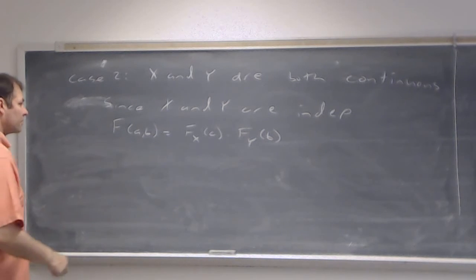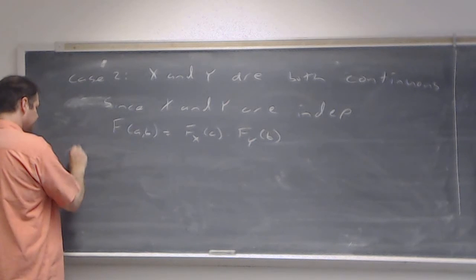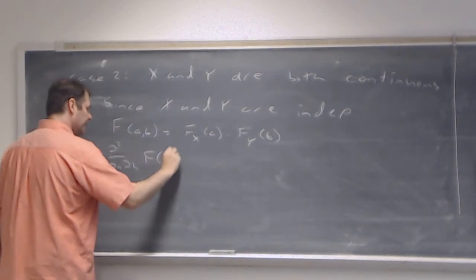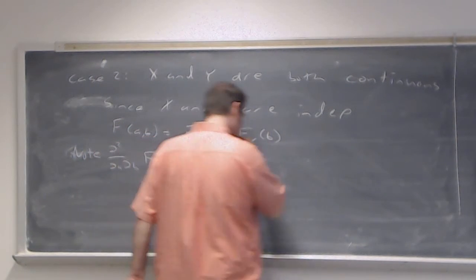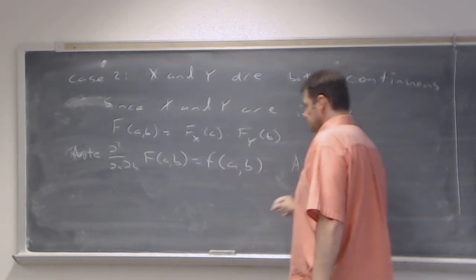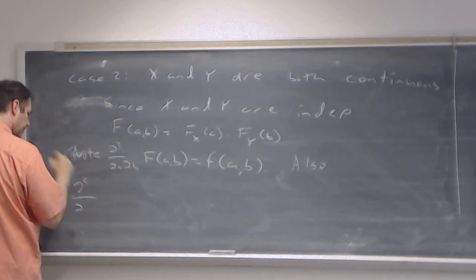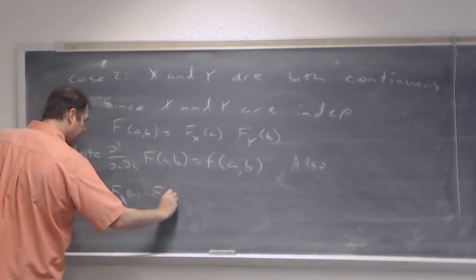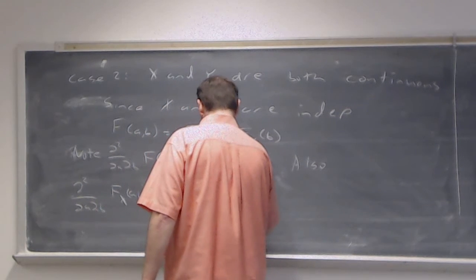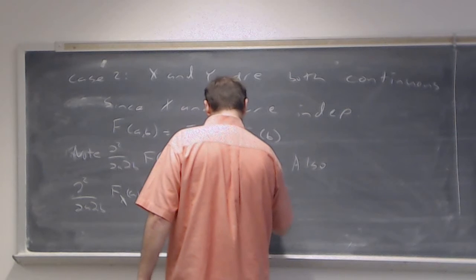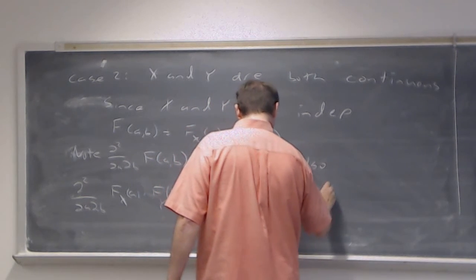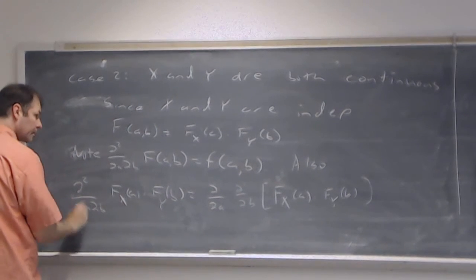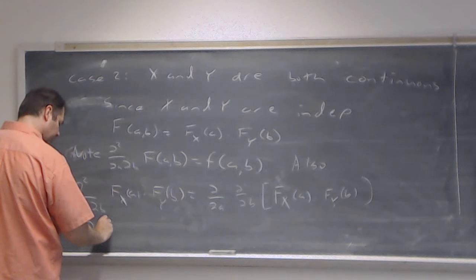Now, we use that fact about the partial derivatives. So, note, the partial derivative with respect to A and B of F of A, B is equal to little f of A, B. Also, the second partial, the partial with respect to A and B, of F x of A times F y of B. Now, taking the partial with respect to B first, this doesn't have a B in it, so that's equal to the partial with respect to A. It's a constant, we can just write it down.